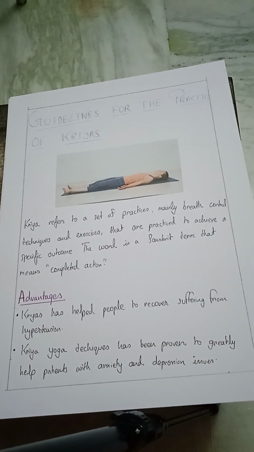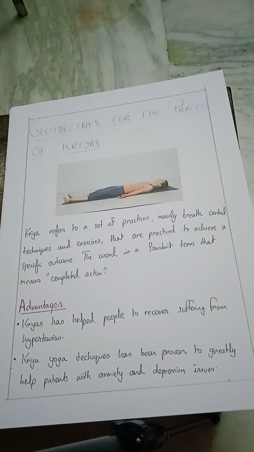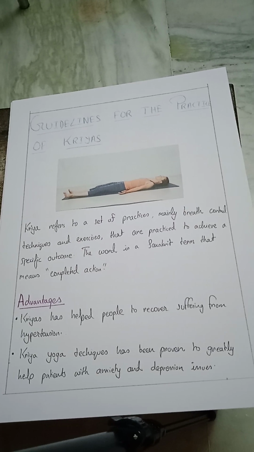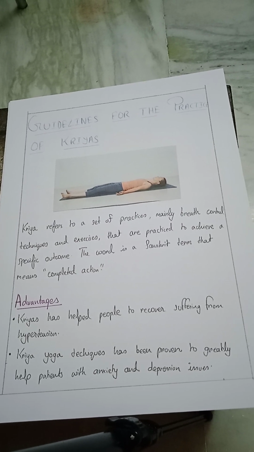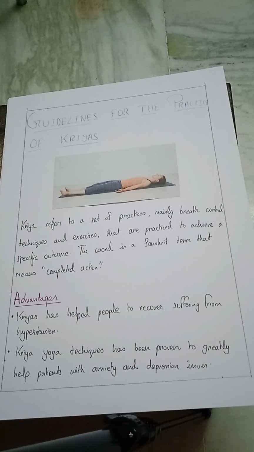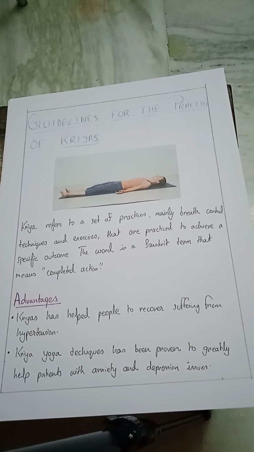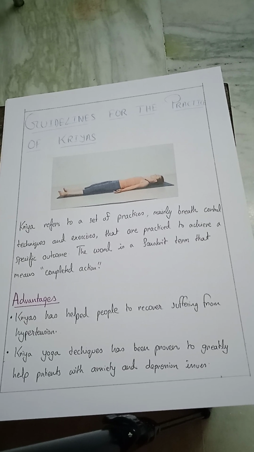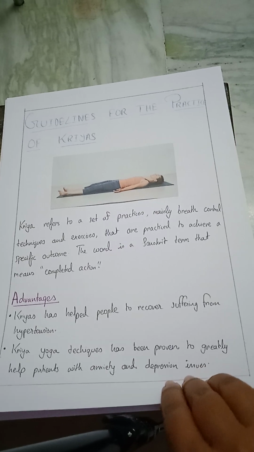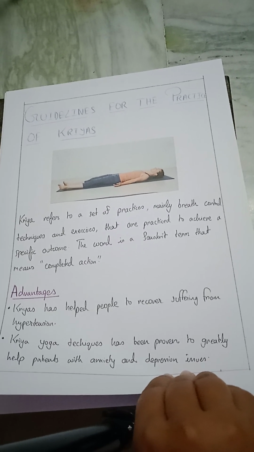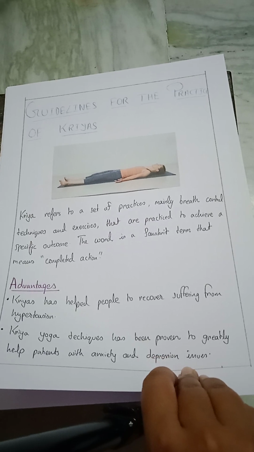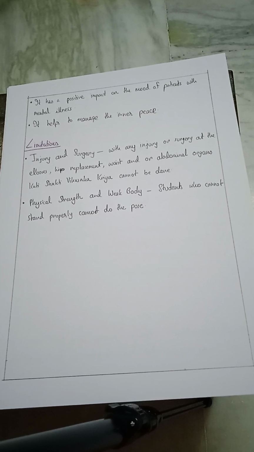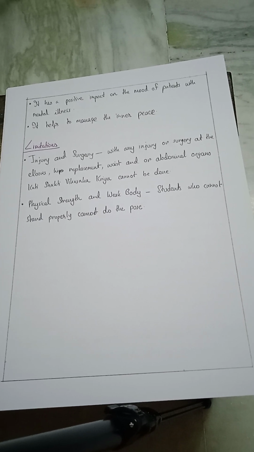First comes general guidelines for the practice of kriyas. One thing I will mention in kriyas is that you have to first give the picture. You have to write the definition of kriya. In the definition, you have to mention what kriya is and how it is done. These two things should be mentioned in the definition part. It is mandatory. Then you have to give the advantages. You can give them in points, or elaborate the points, whichever way. Then after the advantages, you also have to mention the limitations, as I have mentioned here.